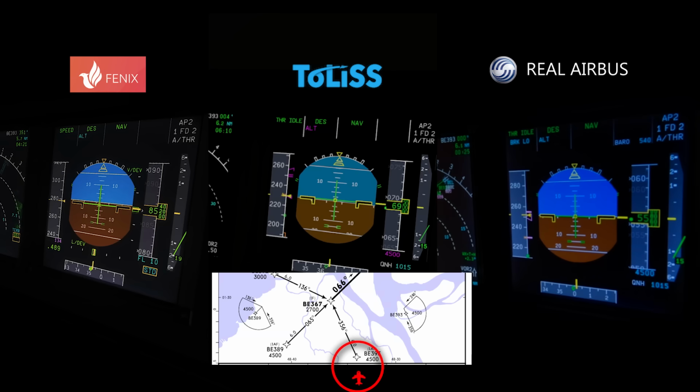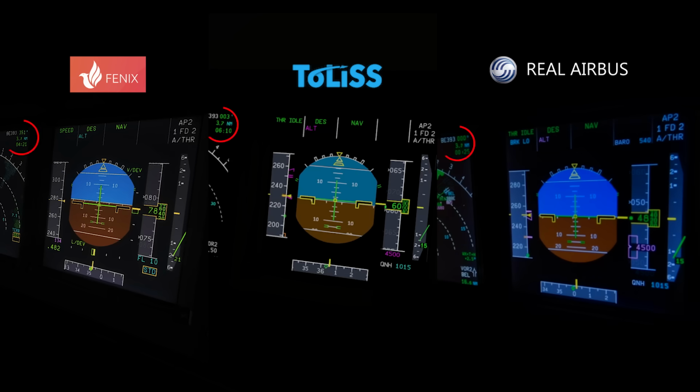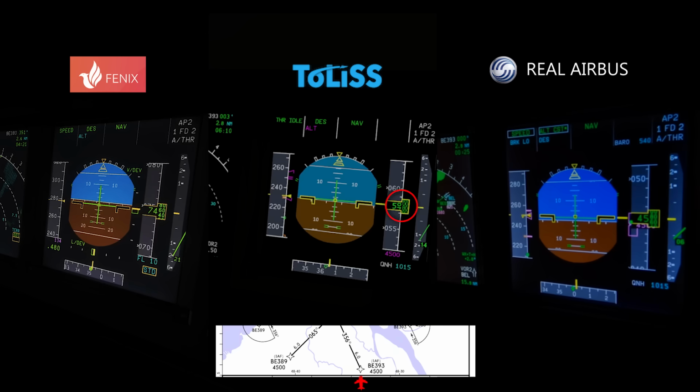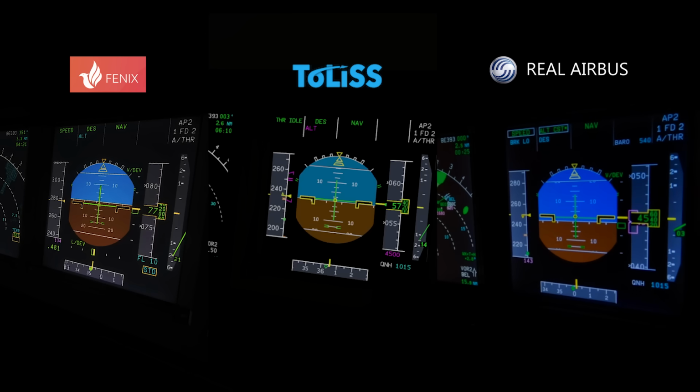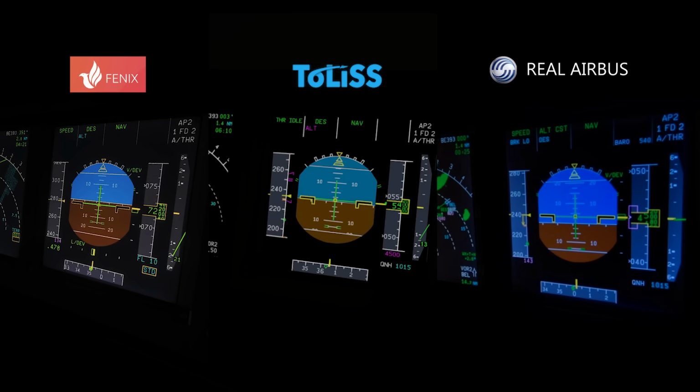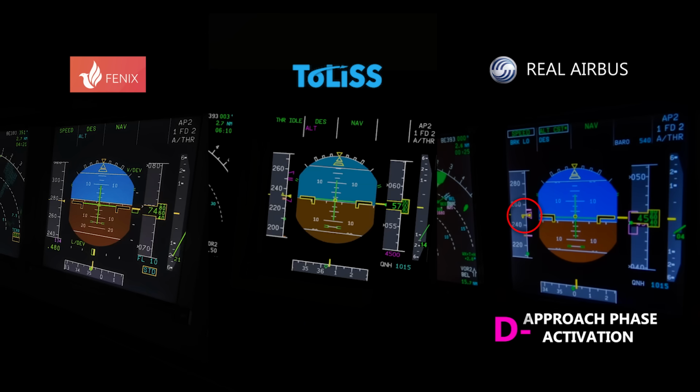Now I'm going to sync all three aircraft at 3 nautical miles from the initial approach fix. The rear airplane is now leveling up to activate the approach phase. It will respect this 4,500 constraint from the initial approach fix. The TOLISS is a little bit higher, 1,200 feet above the procedure, but it's a shallow descent and really close to the green dot speed, around 230 knots. The Fenix is 3,200 above, and look at the speed, 280 knots. It's almost impossible to reduce this airplane without any kind of intervention. Now the rear airplane is activating the approach phase.